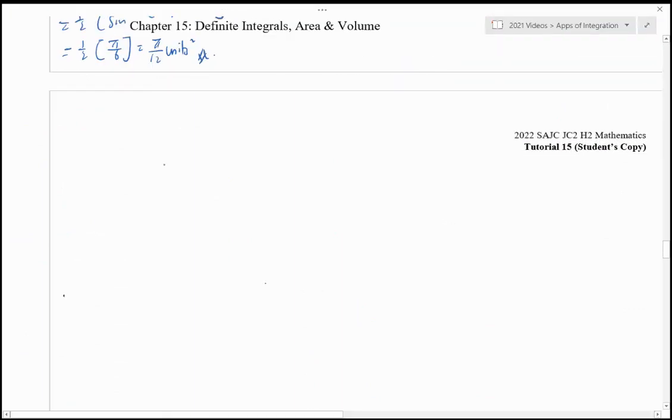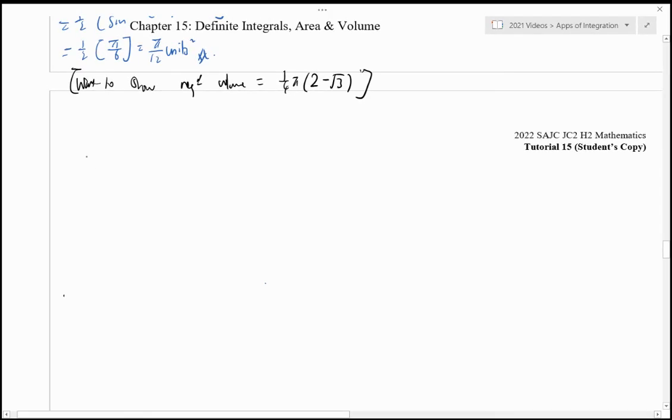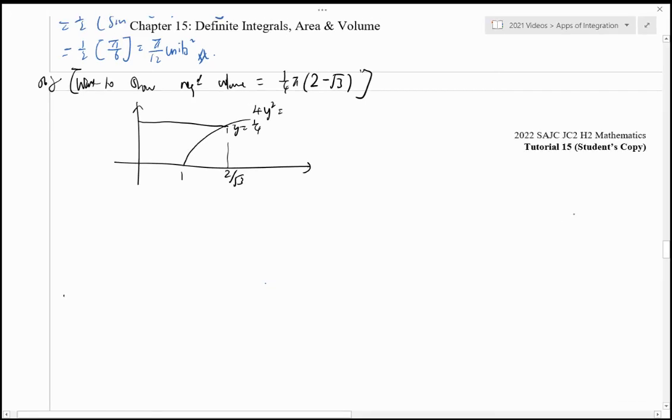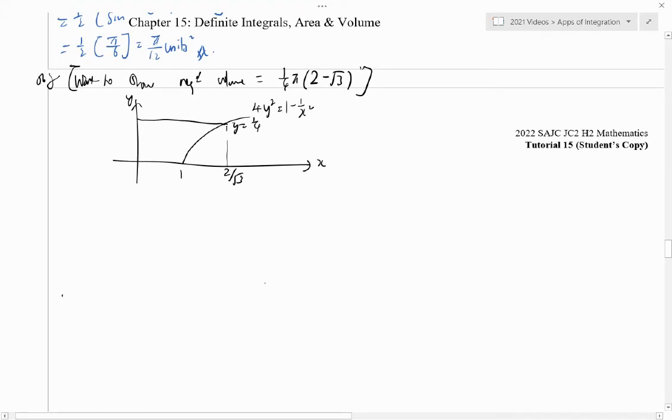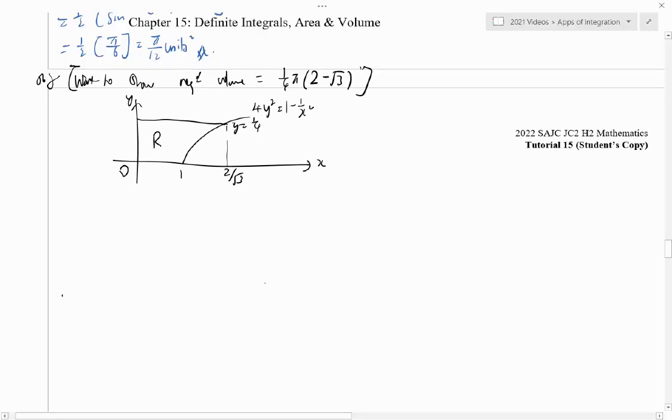Right, anyway, we want to show the required volume is equal to 1/4 pi times 2 minus square root 3. Okay, this is our objective. Now let's draw the graph. Now instead of rotating about the y-axis, they want to rotate about the x-axis. So let's take a look.